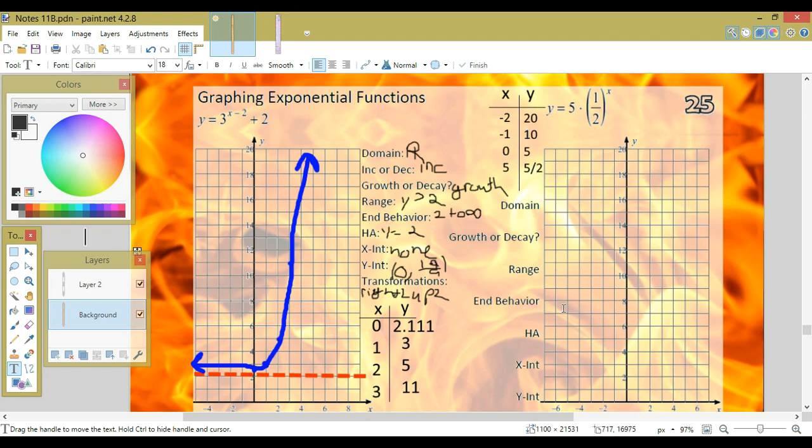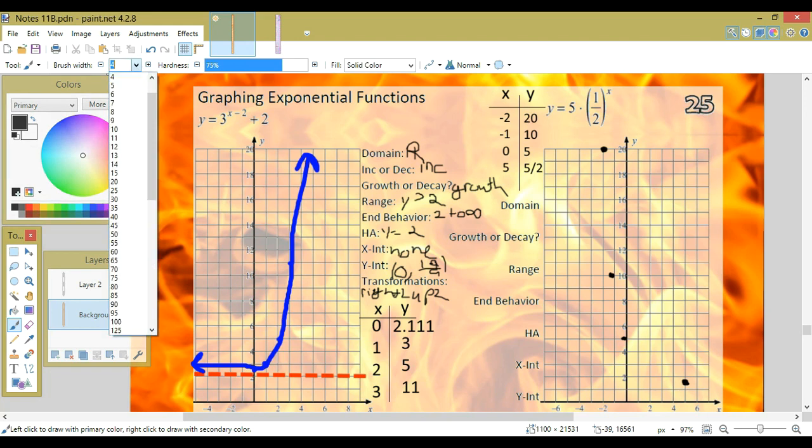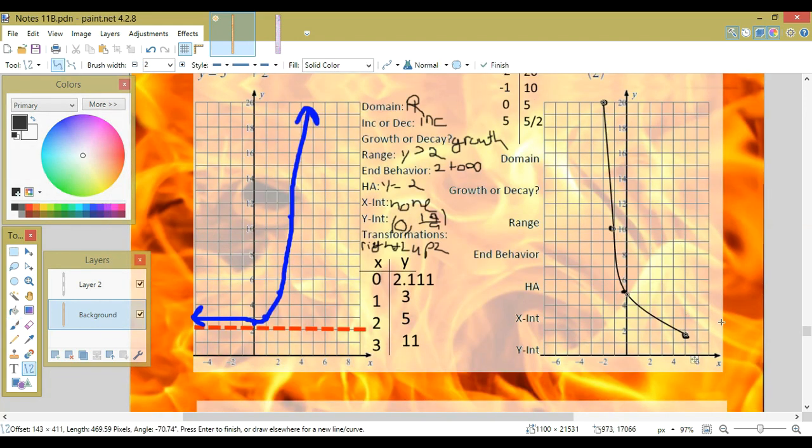From here, let's go ahead and plot our points so we can get a look at the graph before we answer the questions this time. So I have -2 and 20, -1 and 10, 0 and 5, and 5 halves. That's 1/2. And then we could go ahead and draw our graph. Look kind of like this.